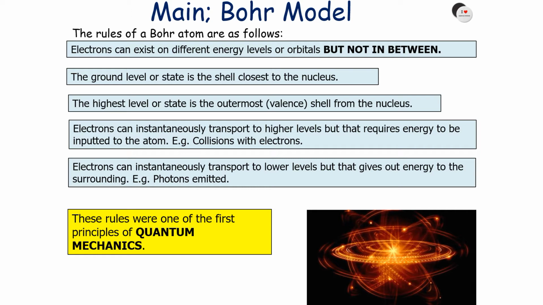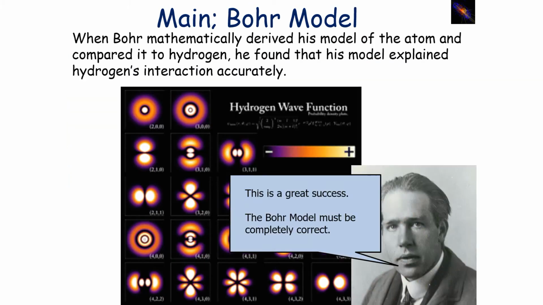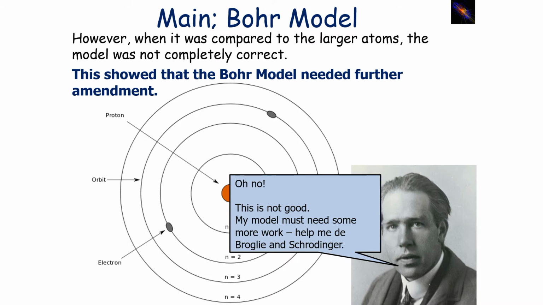And these are the basic fundamental principles of quantum mechanics. Now, when Bohr mathematically derived his model of the atom and compared it to hydrogen, he found that this model explained hydrogen's interaction accurately. However, when he compared it to larger atoms, the model was not completely correct. So it actually showed that the Bohr model needed further amendment.